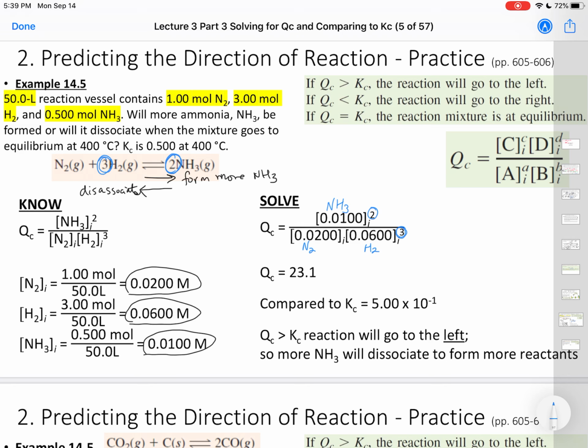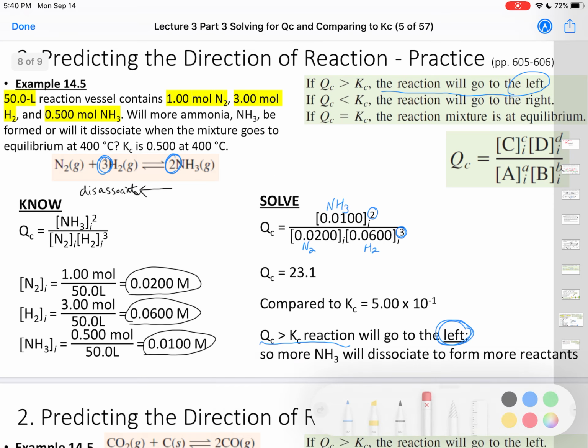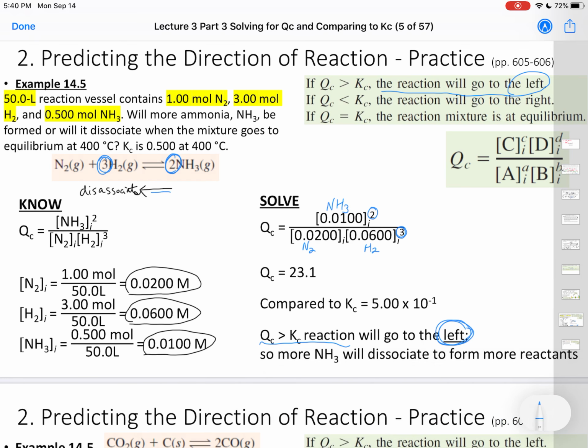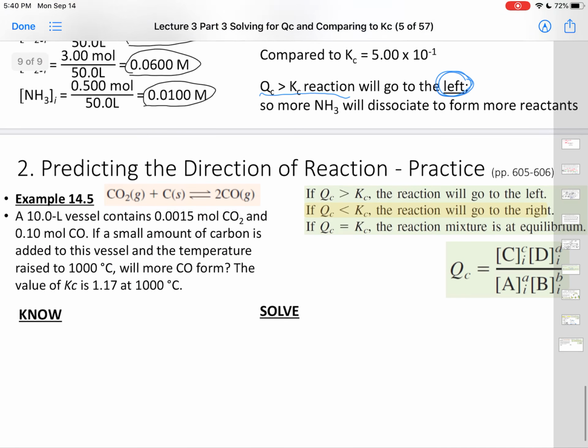Okay, so really, if you're looking at Qc is 23 and Kc is 0.5, Qc is greater than Kc. So if Qc is greater than Kc, let's look back at our table here. The reaction will go to the left, meaning it'll shift to the left. So that means that it's going to shift towards the reactants this way, which means the NH3 is going to dissociate and form more N2 and 3 H2s.